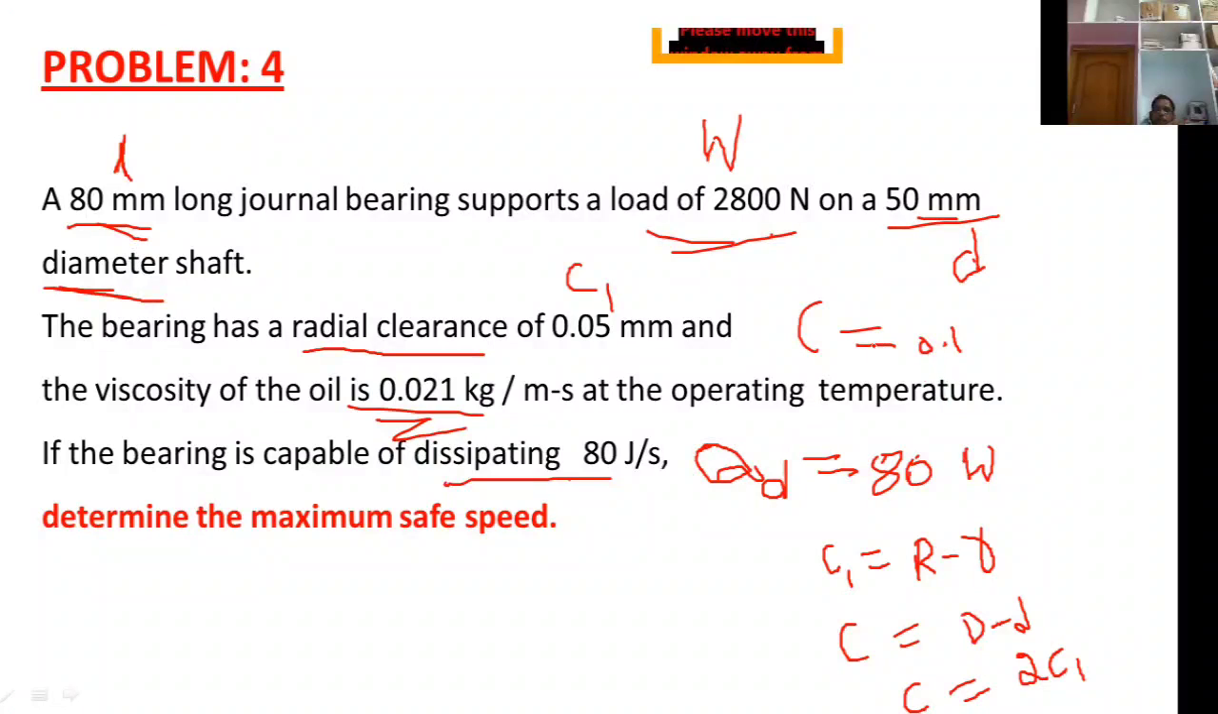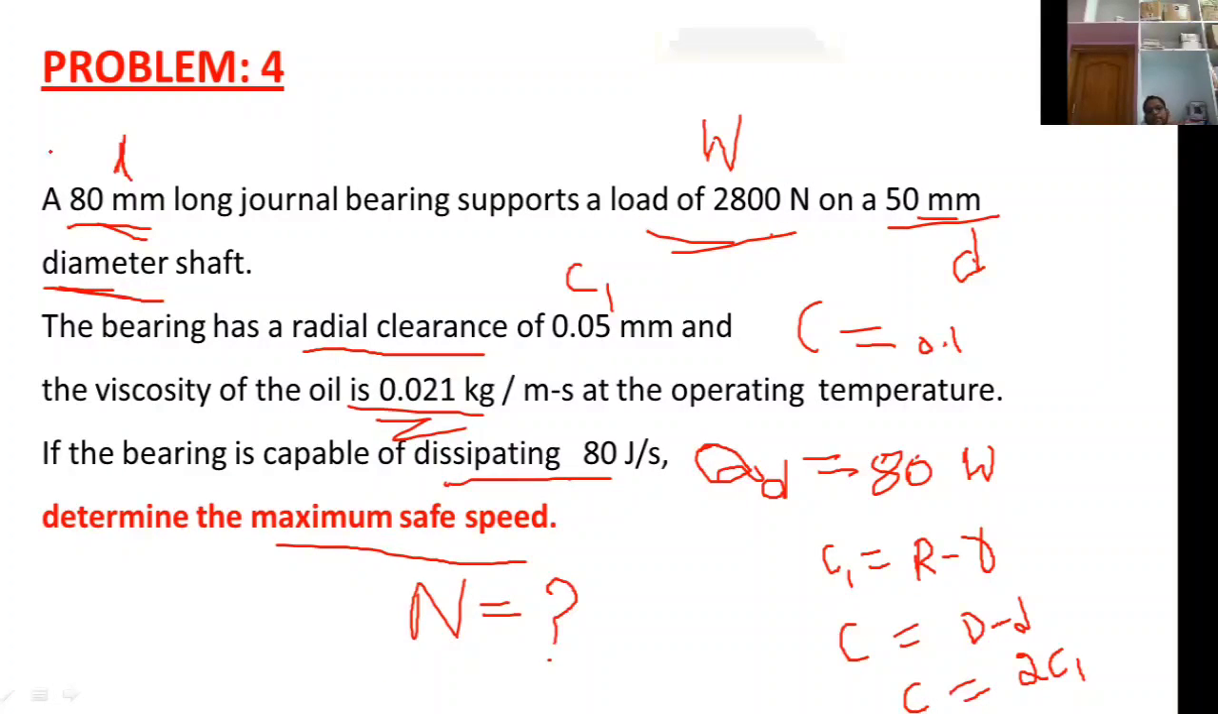By using these details you have to find the value of maximum safe speed, that is capital N. Here you have to find the value of N. By using value of length, load, diameter, C1 and Z, you have to find the value of maximum speed, that is N, in revolutions per minute.